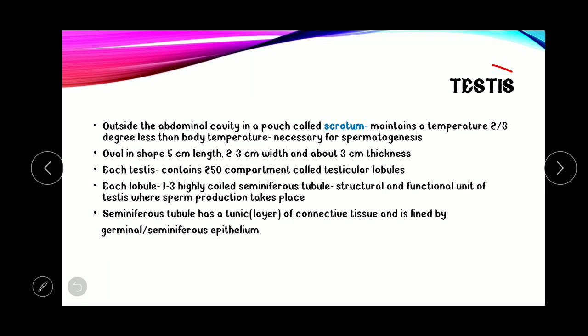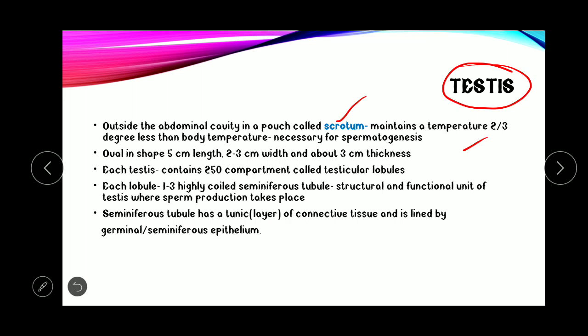Now the testis is the primary sex organ. It is present outside the abdominal cavity in a pouch called the scrotum. And what is the requirement of the testis lying outside? Sperm production requires a temperature 2 to 3 degrees less than the body temperature, which is necessary for spermatogenesis. That's why the testes are located outside the body cavity, or abdominal cavity, in a small pouch called the scrotum.